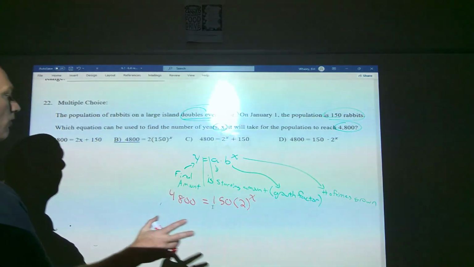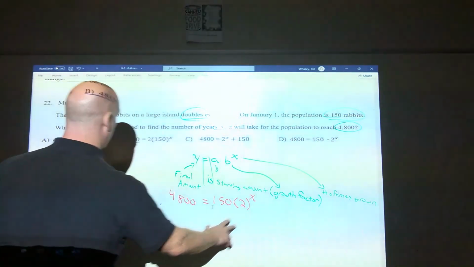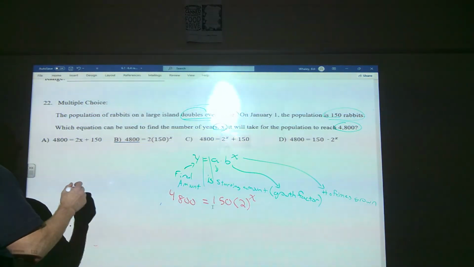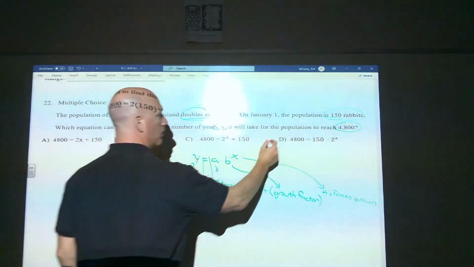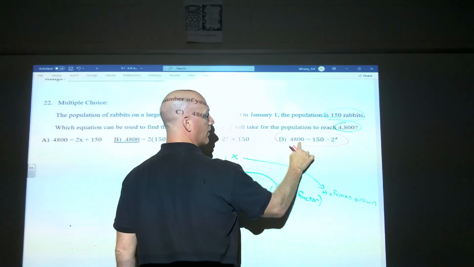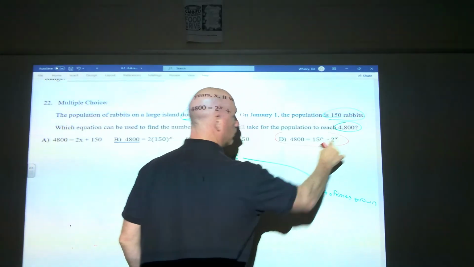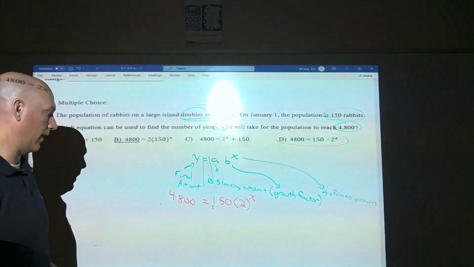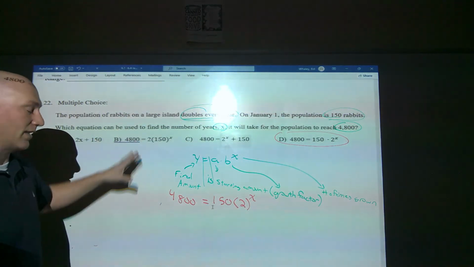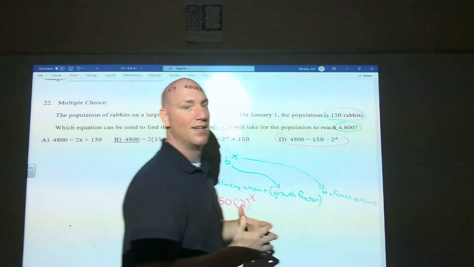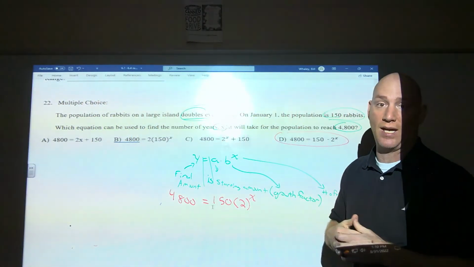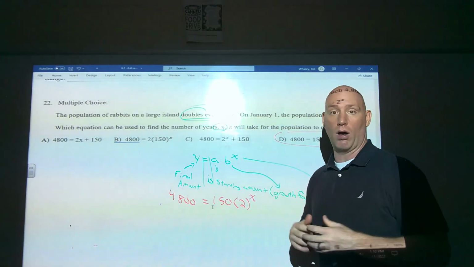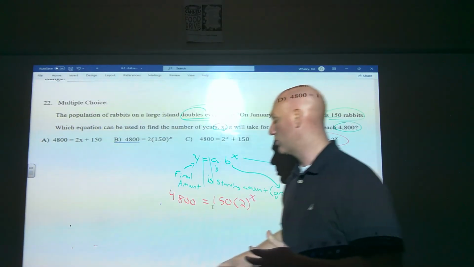But look, we're not trying to solve it. We're just trying to come up with which equation. And it would be B. 4,800 is 150 times 2 to the x. Okay? You will have a problem a lot like this, and there's going to be some other problems on there that aren't surprises, but they're applications that look a lot like the practice questions.